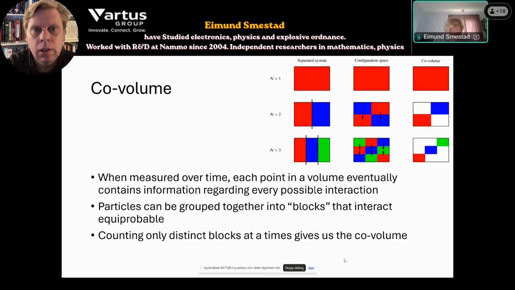The colored squares are different blocks, and we see that every possible interaction between blocks is contained in the configuration space. We also see that this leads to each colored block being represented more than once in the configuration space, which means that each particle is represented more than once also. That leads us to the third part, where we count only distinct blocks at a time, and that gives us the covolume, where each particle is only present once, and that leaves room for blank space.